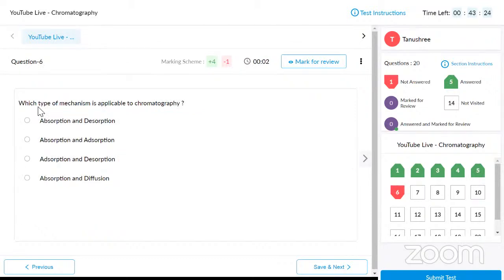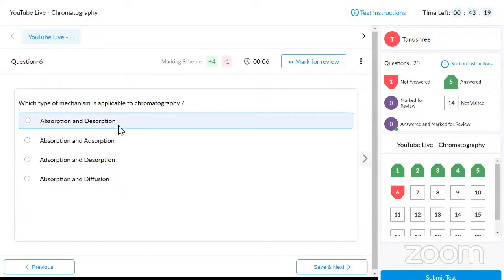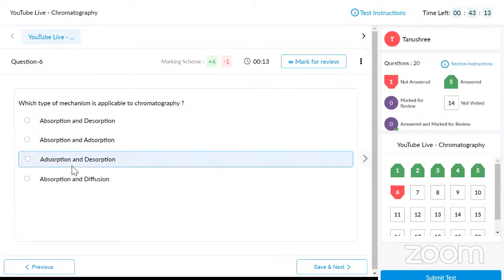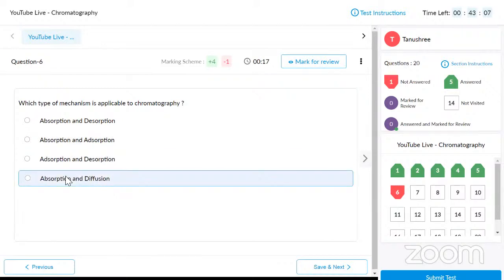Moving on to the next: which type of mechanism is applicable to chromatography? Option 1 is absorption and desorption. Second option is absorption and adsorption. Third option is adsorption and desorption. And fourth option is absorption and diffusion.